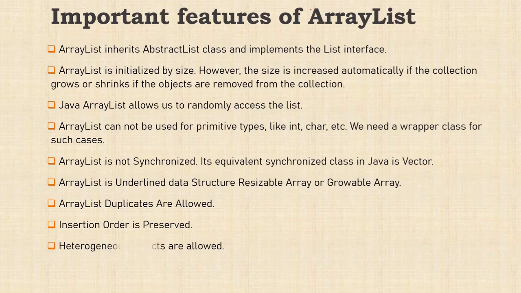Heterogeneous objects are allowed. That means you can store multiple types of data, different types of data. You can store string, int, boolean. It is possible with the help of Object. You can create an array of Object. In that scenario, you can store heterogeneous data in an ArrayList. And null insertion is also possible, so you can store as many null values as you want.